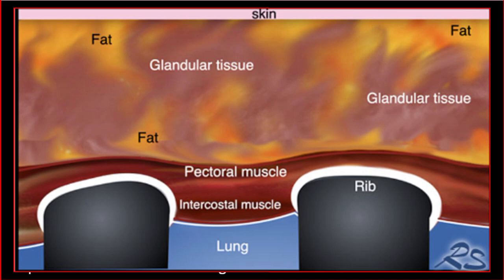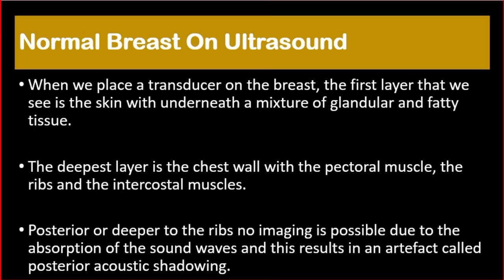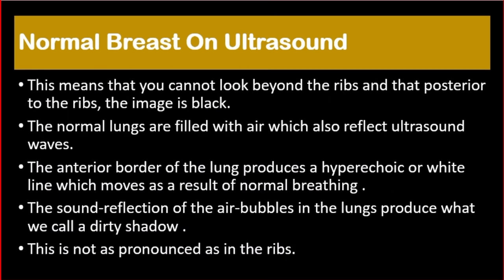Posterior or deeper to the ribs, no imaging is possible due to the absorption of the sound waves, and this results in an artifact called posterior acoustic shadowing. This means that you can't look beyond the ribs, and that posterior to the ribs, the image is black.